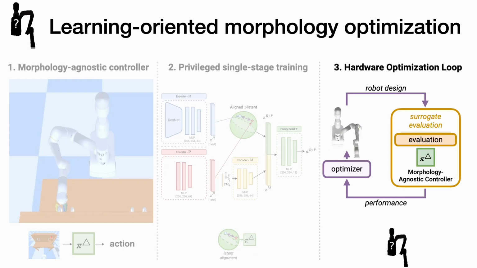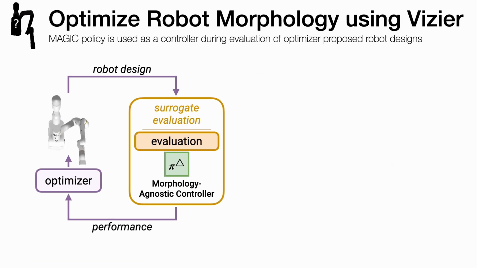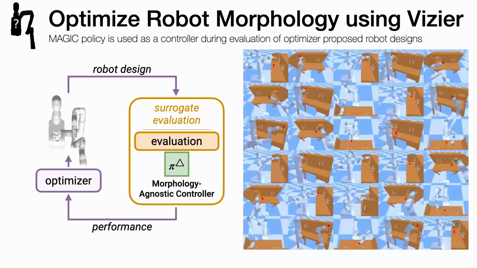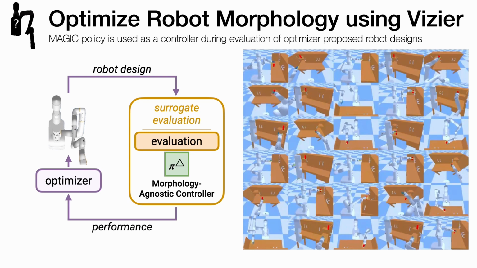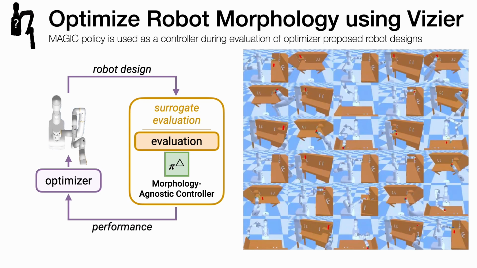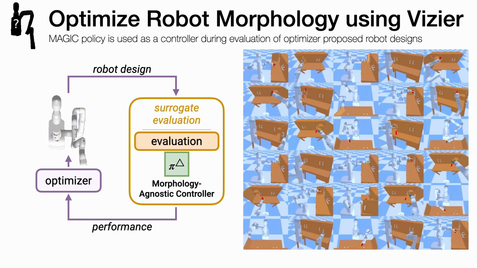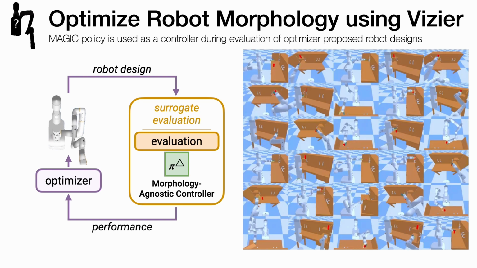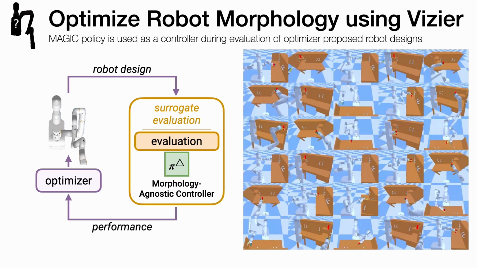Next, we use the MAGIC policy during the design performance evaluation and the hardware design optimization loop. Since the MAGIC policy is primed to disregard the occlusions in onboard observations, it can be used to control a range of robot designs and provide a surrogate measure of the robot design performance. Such an approach eliminates the need for per-design training and greatly reduces the cost of traditional two-loop design optimization.